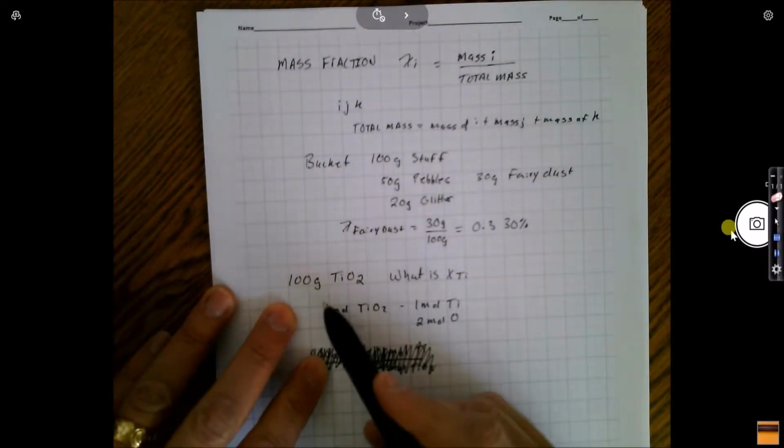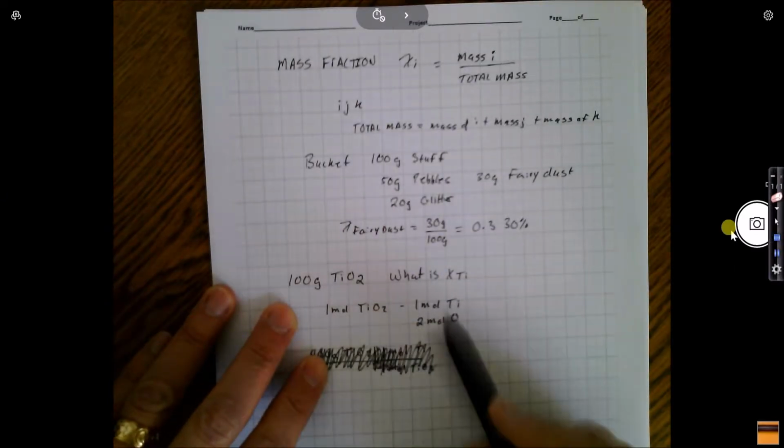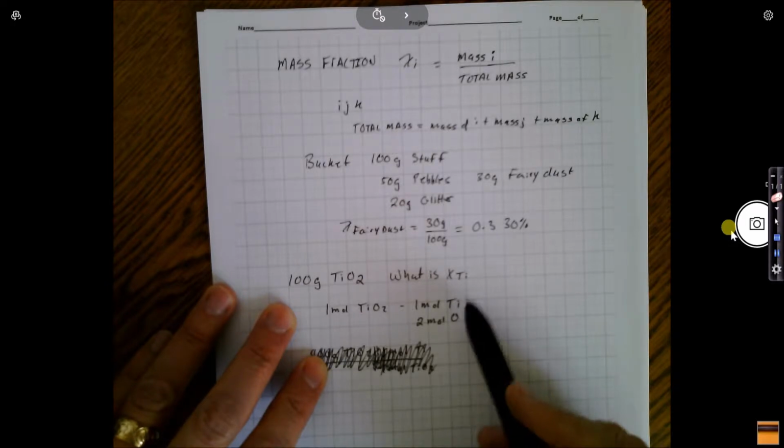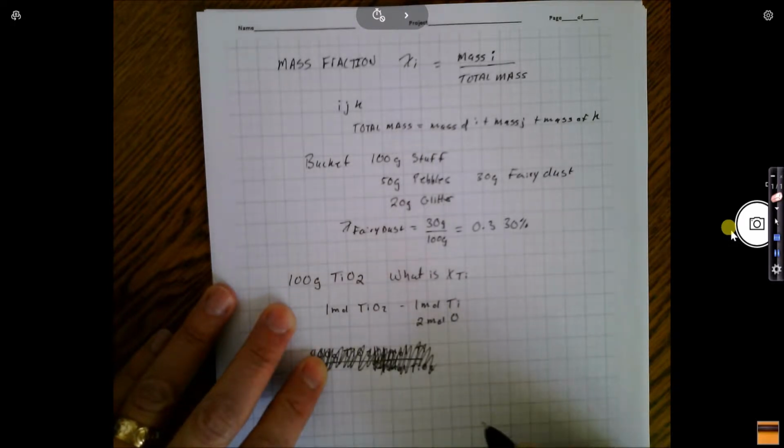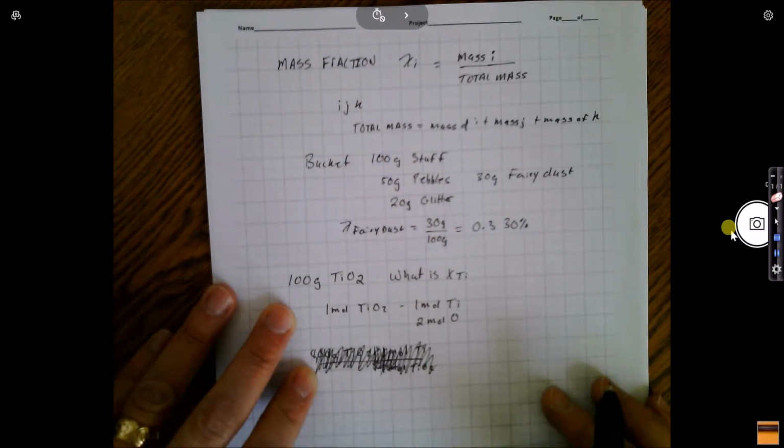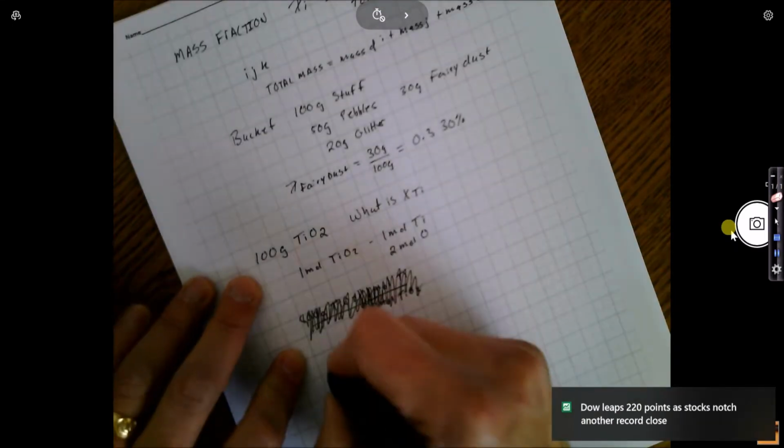Any other questions? So we have 100 grams of titanium dioxide. We want to know what the mass fraction of titanium is in our 100 grams of titanium dioxide. Again, to do this, we're going to have to use a little bit of chemistry. So we're going to start off.